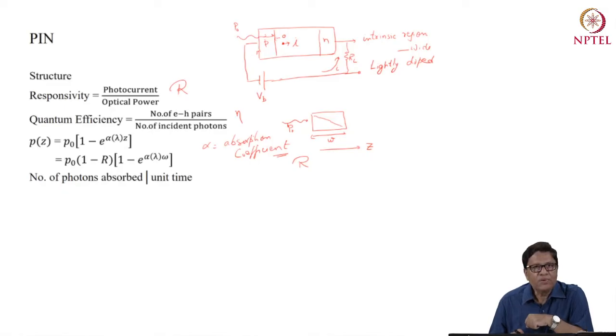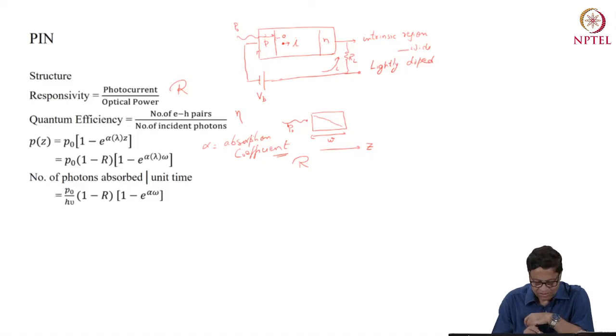The number of photons per unit time can be found out from this power. The number of photons is obtained by dividing this power by h nu. So this is the number of photons per unit time, and this expression becomes P0 over h nu, into (1 minus R), which is because of the reflection, and (1 minus e^(-alpha W)). Now I am not writing the function of lambda; this is understood, or otherwise it may create unnecessary confusion. But alpha is the absorption coefficient, a function of wavelength, and W is the width.